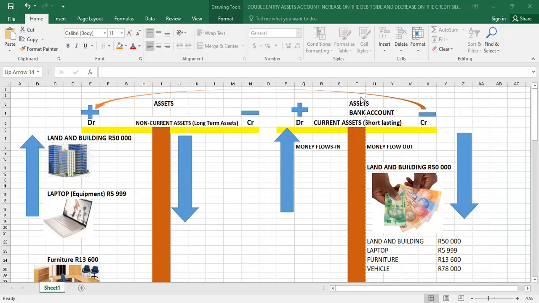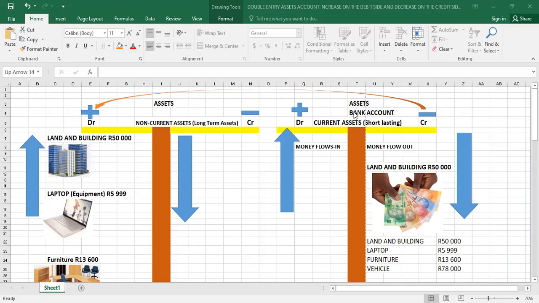We also have another asset account, but this asset account is a current asset. For the current assets, we are going to be using the bank account as our current asset. The current asset is a short-term asset account. Our bank account increases on the debit side and decreases on the credit side, similar to the non-current assets. But you have to know that non-current assets are the assets that will be used for a long period of time within the entity or the enterprise.